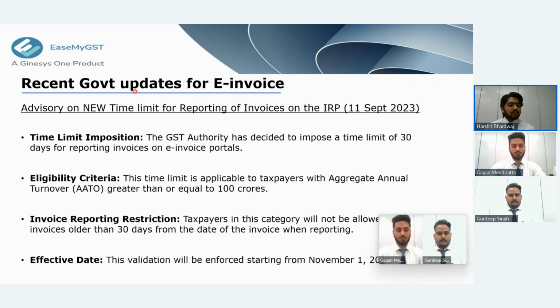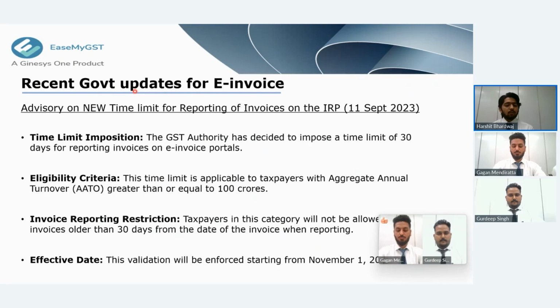First is the time limit imposition. The GST authority has decided to impose a time limit of 30 days for reporting invoices on the e-invoice portal, which means if you have created any invoice, you have to generate the e-invoice within the 30 days time period. So what is the eligibility criteria for this? The time limit is applicable to taxpayers with aggregate annual turnover of greater than or equal to 100 crores, which means if you have a turnover of more than or equal to 100 crores, you will come under this category. So you have to generate invoices within 30 days.